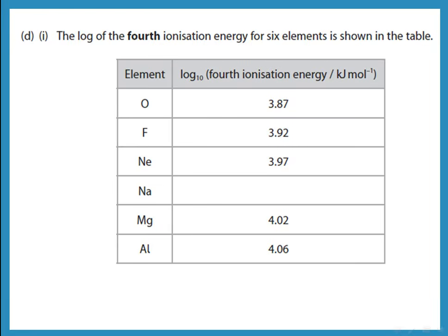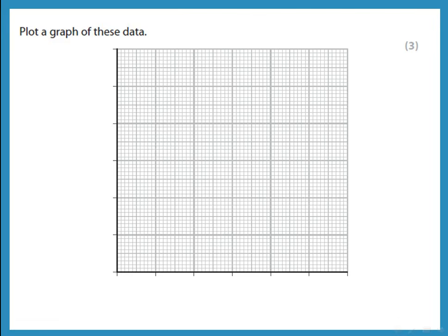Okay, here we say the log of the 4th ionization energy for 6 elements is shown. Again, remember that when we try to plot ionization energies, we always plot them as a log of the ionization energy. This is because the ionization energies are usually a very large number, so it is very difficult to plot them on a graph. They will not fit on a graph. So we look at the log of the number, and that's what we put into the graph.